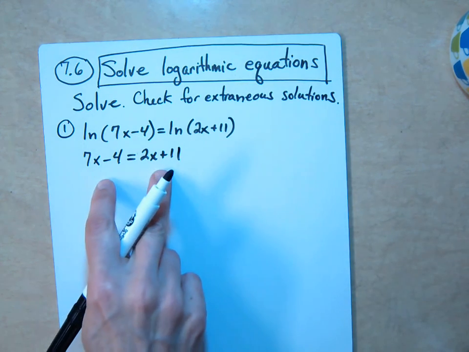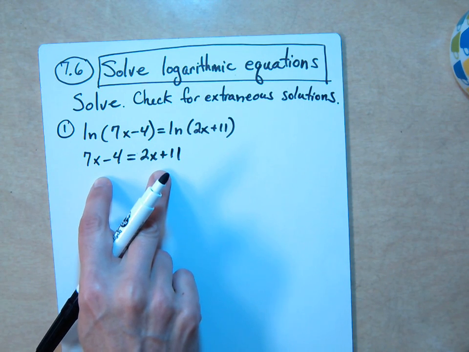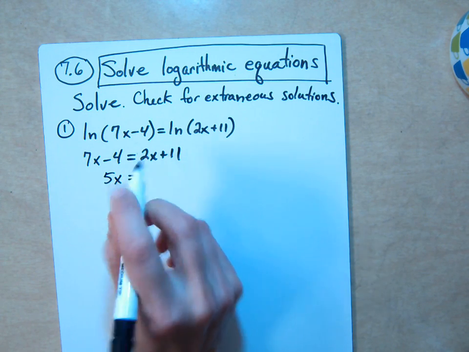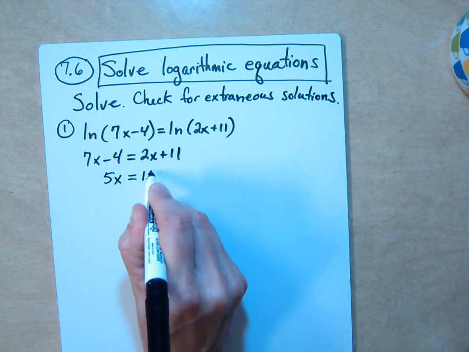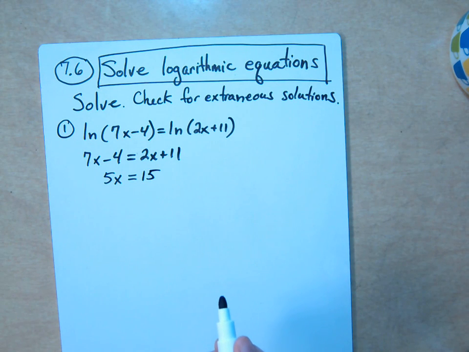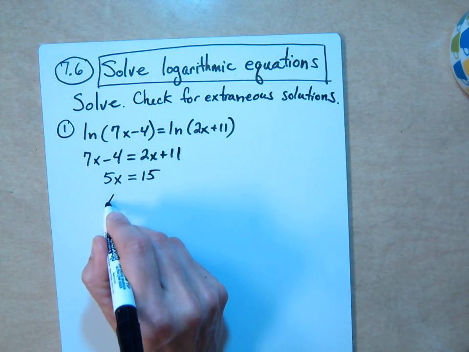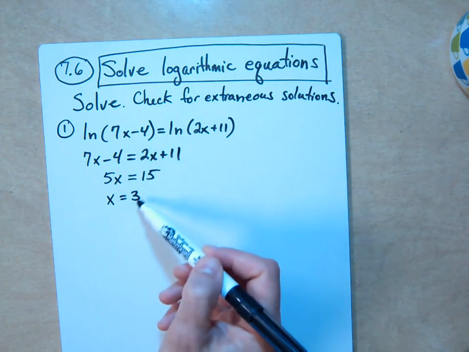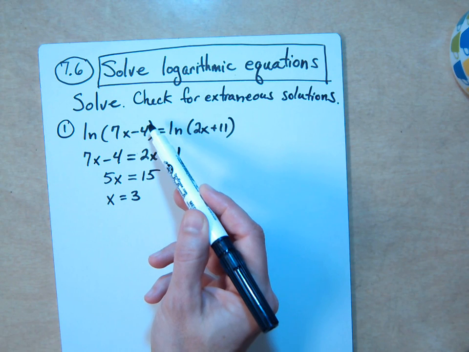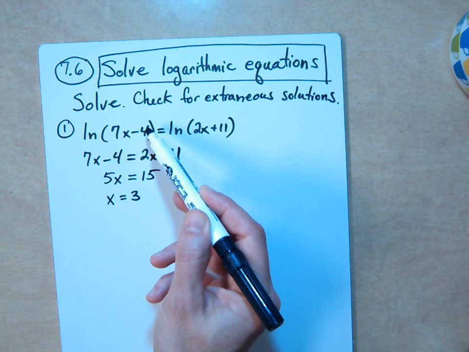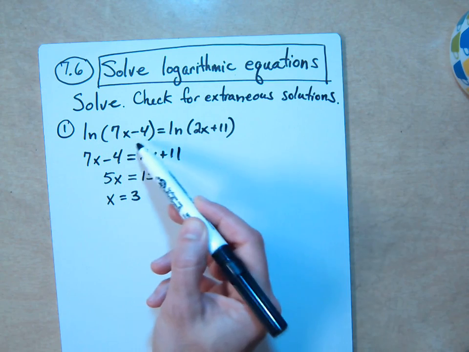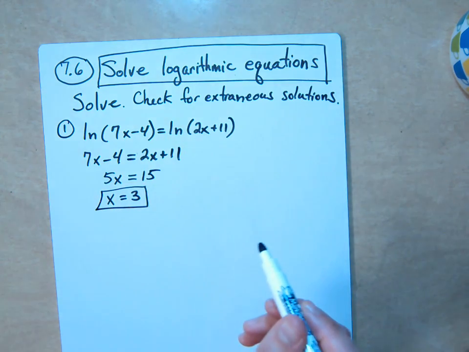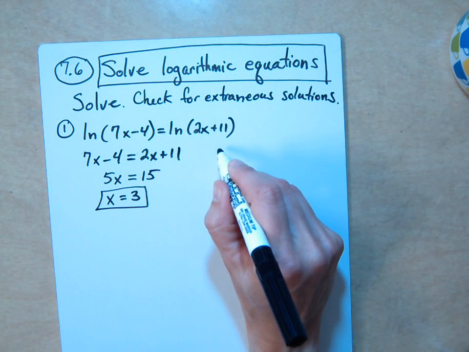We want to get all the x's together on one side and the numbers on the other, so we subtract 2x from each side and we add 4 to each side. I'm going to do those steps all in one. And divide by 5 on both sides, x equals 3. Let's double check. If I plug it back in, you get 21 minus 4 is 17. Natural log 17 equals natural log of 17. Yes, it works.